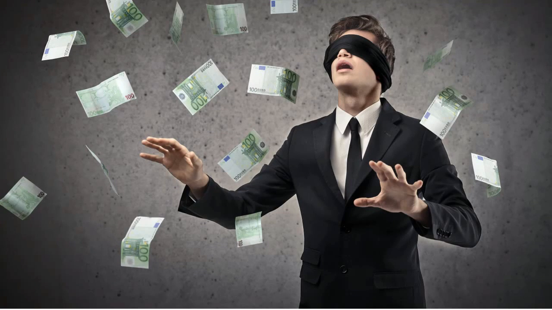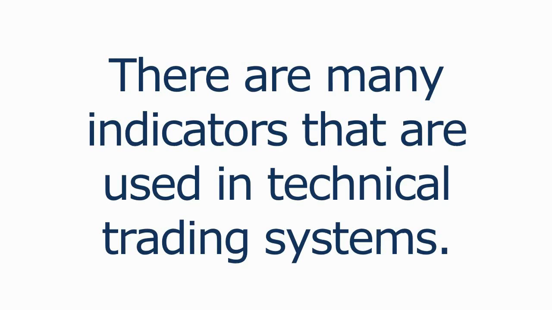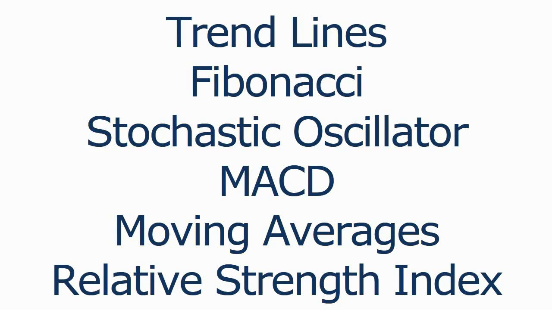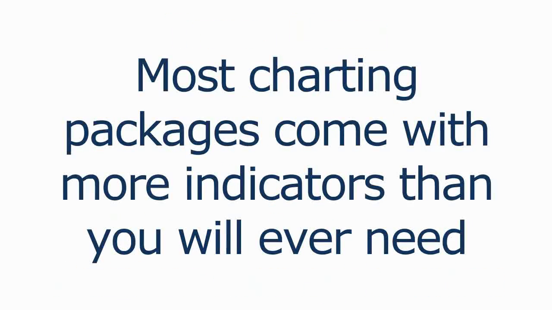Now, regardless of the trading system you look to use, remember that there's more than one way to take money from the market. There are many indicators that are used in technical analysis trading systems. Some of the more popular ones are trend lines, Fibonacci, the stochastic oscillator, the MACD, various moving averages, and the RSI. This is definitely not an exhaustive list of all the indicators that you can use, and most charting packages are going to come with more indicators than you're ever going to need.